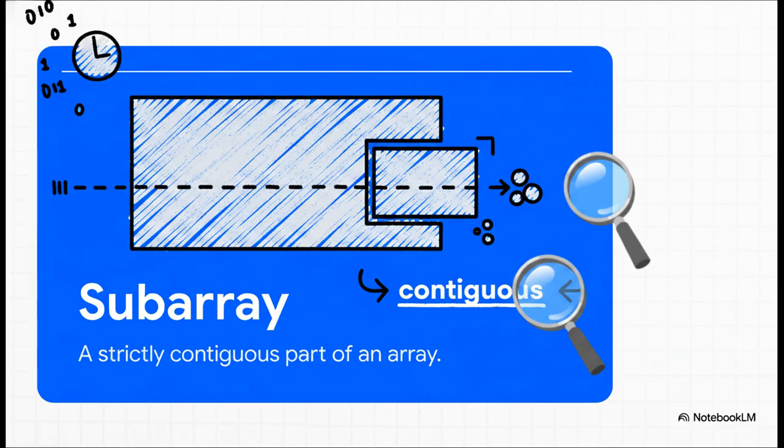The absolutely crucial foundational word here is contiguous. A subarray has to be a strictly contiguous part of the array. It's literally like taking a knife and carving out a smaller, unbroken physical piece from the larger array. Every element you include has to sit right next to each other.